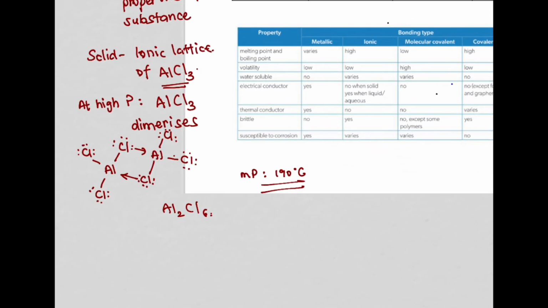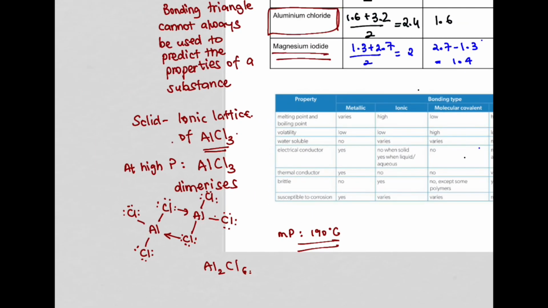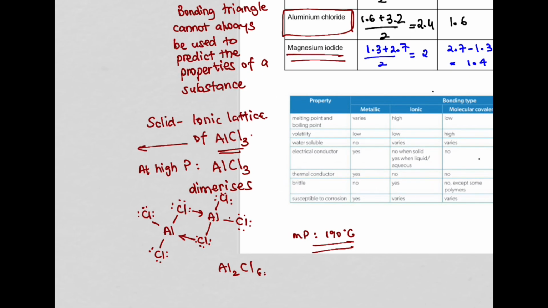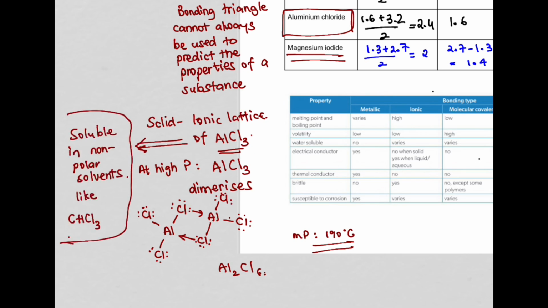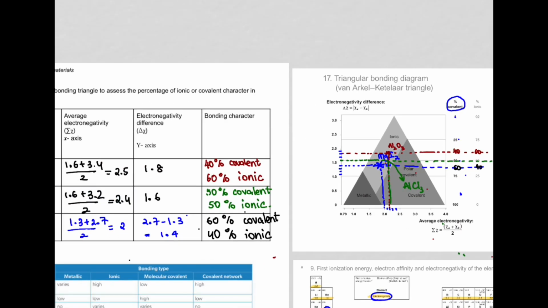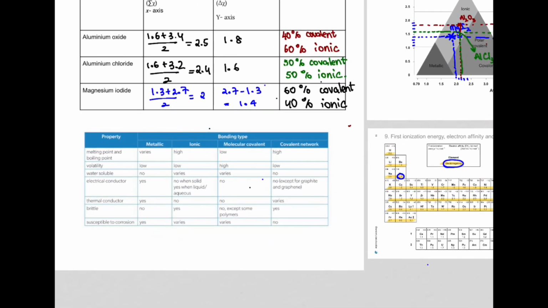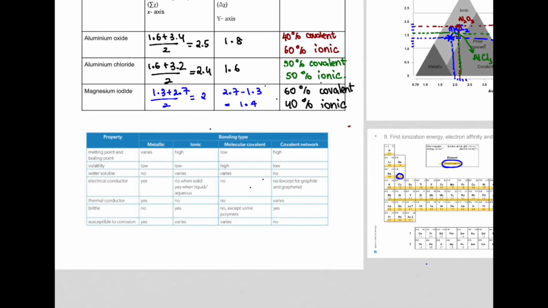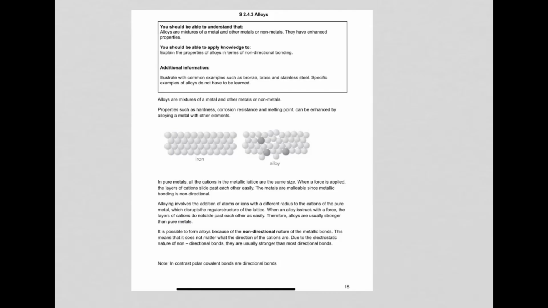And also, unlike ionic compounds, aluminum chloride is soluble in non-polar solvents. Normally, ionic compounds should be soluble in polar solvents. So aluminum chloride is actually soluble in non-polar solvents like tetrachloromethane. So depending on the type of bonding, the property is going to be different. So we've already seen properties of each of these substances. So then you can relate bonding type to property of the substances.